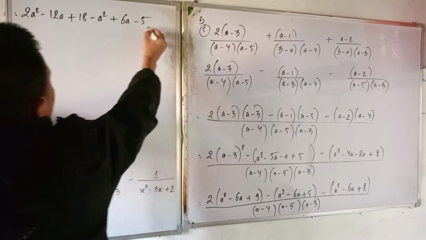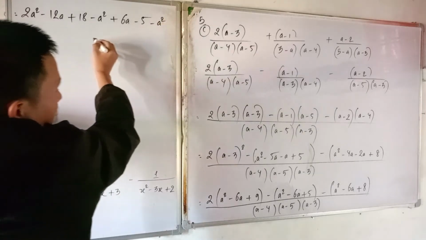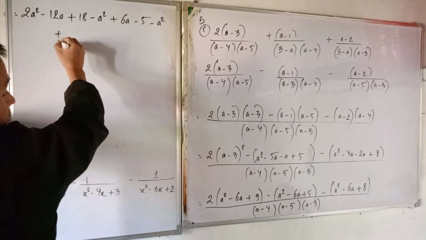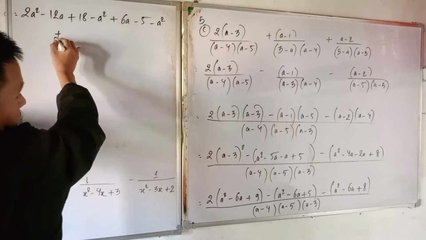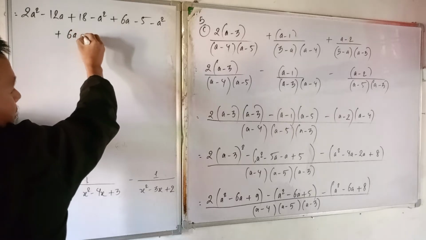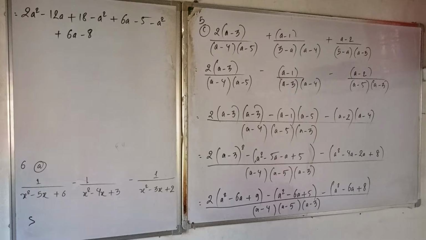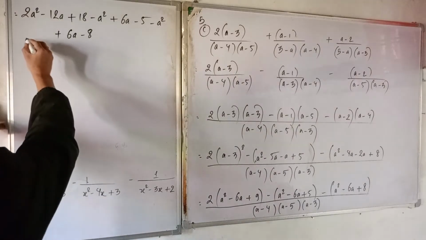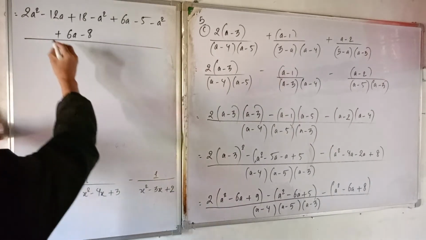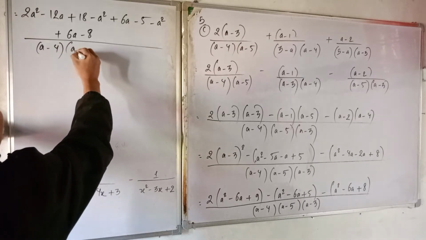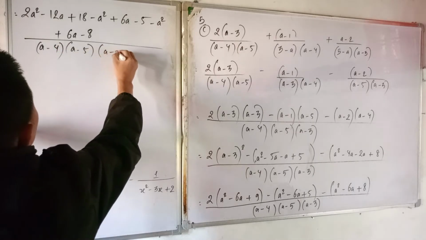Okay, minus a square, minus that becomes plus 6a minus 8. Yes, definitely. Divide by, I forgot to write that, a minus 4, a minus 5, and a minus 3.